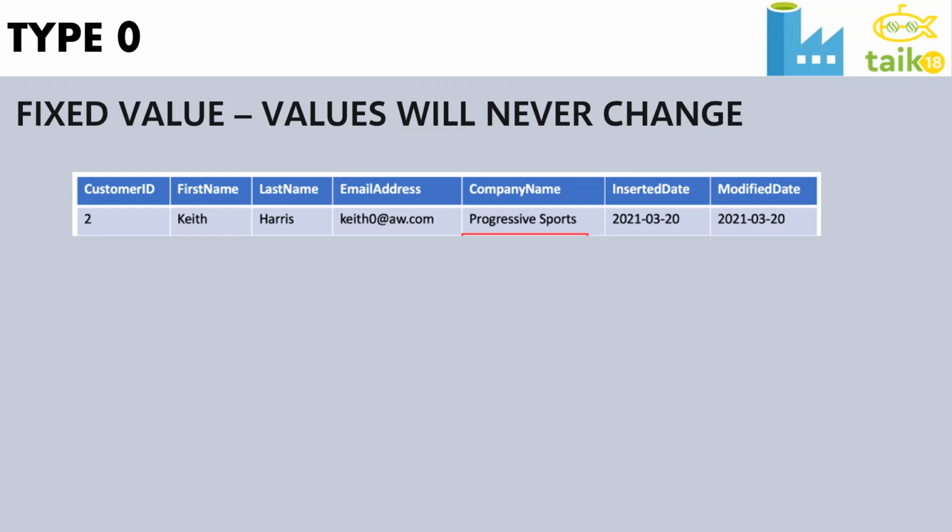So what is type 0? Type 0 is basically the fixed value. It means values will never change. Here, for example, in the customer master, you can see the customer ID, first name, last name, email address, company name, and date inserted on, modified on. Here, if there is a change in the email address, we can change that, whereas the company name of the customer will not change. This kind of data activity we refer to as type 0.